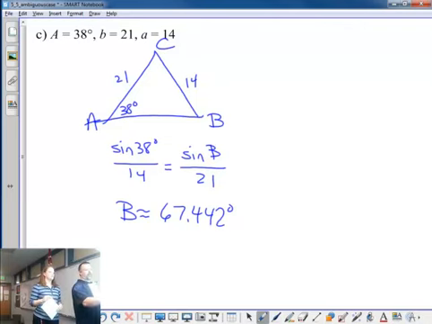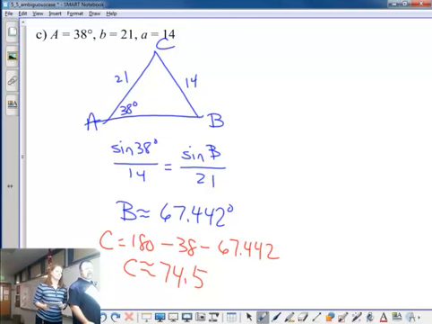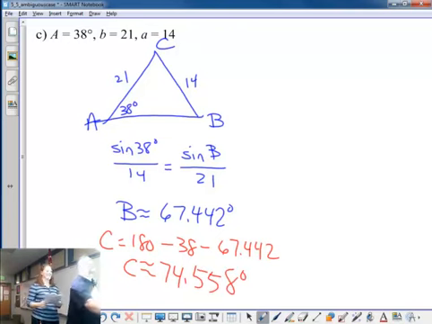We got B at 67.442. To get angle C, we just do 180 minus the 38 that we know, and minus B. And that came out to be approximately 74.558 degrees.